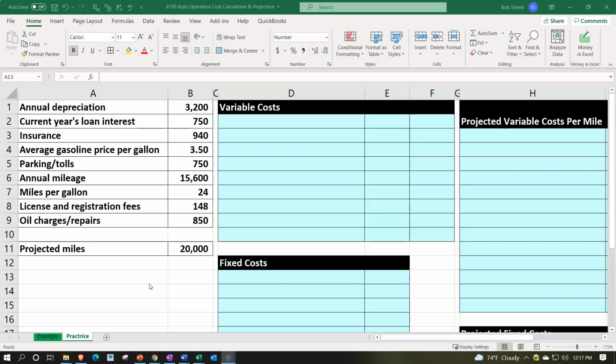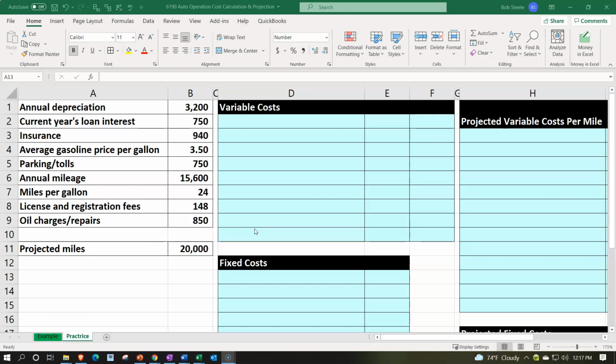Here we are in our Excel worksheet. If you have access to the Excel worksheet and would like to follow along, note that we're down here in the practice tab as opposed to the example tab. The example tab, in essence, being an answer key. Information's on the left-hand side. We're going to populate that into the blue area on the right-hand side.